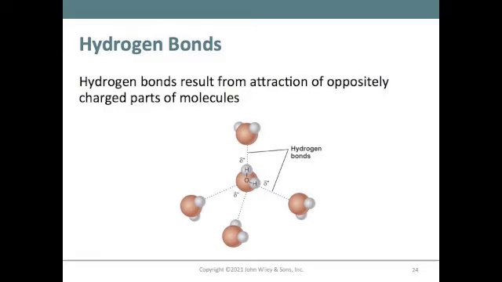A hydrogen bond forms when a hydrogen atom with a partial positive charge attracts the partial negative charge of a neighboring electronegative atom, and that's most often large oxygen or nitrogen atoms. Thus, hydrogen bonds result from the attraction of oppositely charged parts of molecules rather than from sharing electrons as in covalent bonds or the loss or gain of electrons as in ionic bonds.